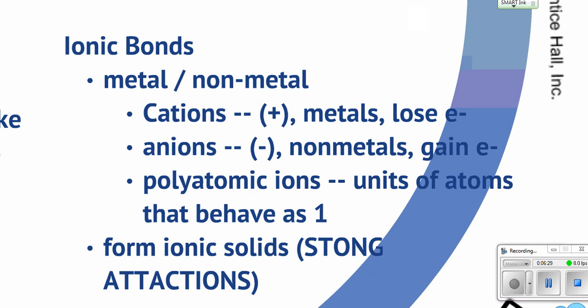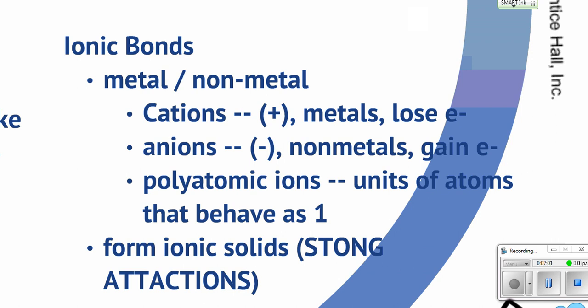You can have what are called polyatomic ions. These are units of multiple atoms together, such as ammonium, NH4+, which has a positive charge. That's a polyatomic cation. Or you could have a polyatomic anion, such as sulfate, SO4 2-. At the beginning of the year, I gave you a list of 14 polyatomic ions that you are to memorize. This is when we're going to start getting into them, when we start talking about ionic bonds.